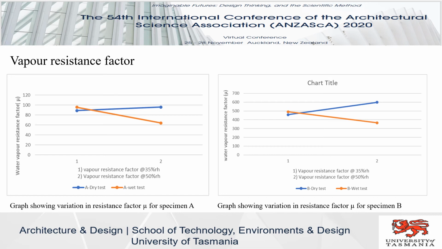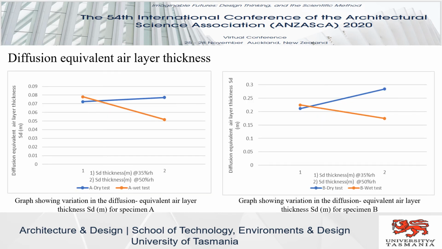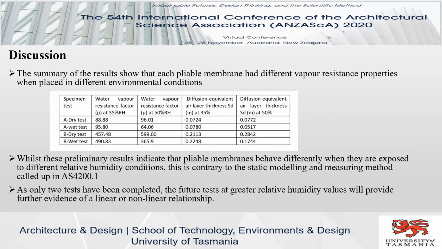This graph indicates the dynamic behavior of this pliable membrane, as this membrane diffused water vapor resistance in a different manner for the wet cup as opposed to the dry cup test. And for the diffusion air layer thickness, the trend is also similar. The summary of this result, as shown in the table below, indicates that each pliable membrane has different vapor resistance property when placed in different environmental conditions.